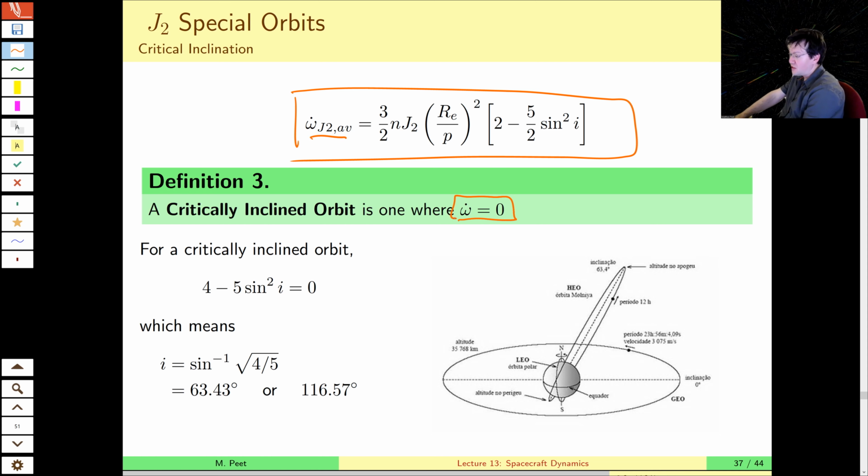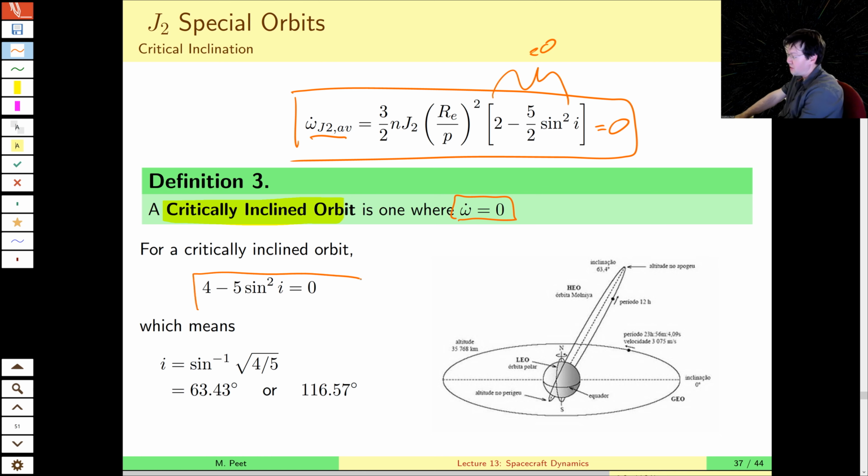Then you can use what we call a critically inclined orbit. It's a critically inclined orbit because we're solving this equation equal to 0. Of course, we can't make all these terms 0, so in the end, we have to make this equal to 0. And so we just multiply by 2, and we get this equation here.